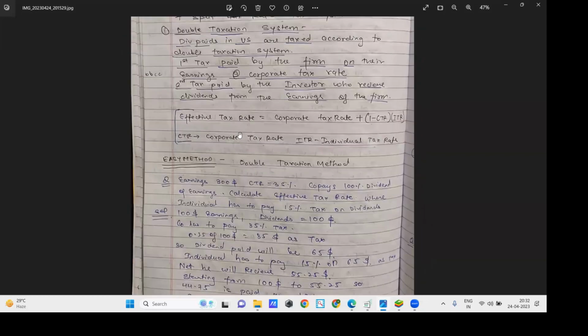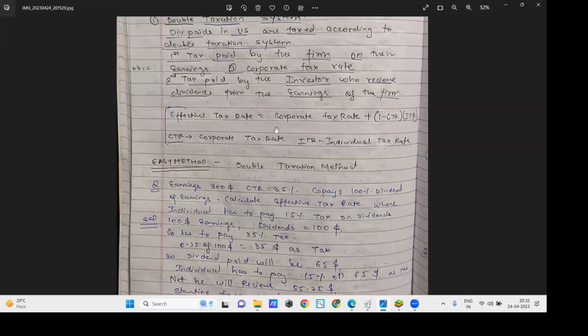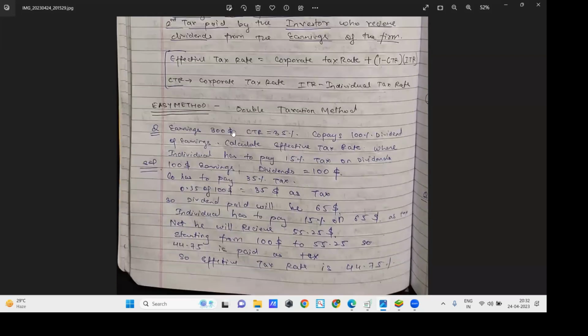So this is the formula of the effective tax rate: the corporate tax rate plus (1 minus CTR) times ITR. ITR is the individual tax rate and CTR is the corporate tax rate. So here is the sum, but we'll not go with this formula. It's basically an easy sum we can do based on our understanding.